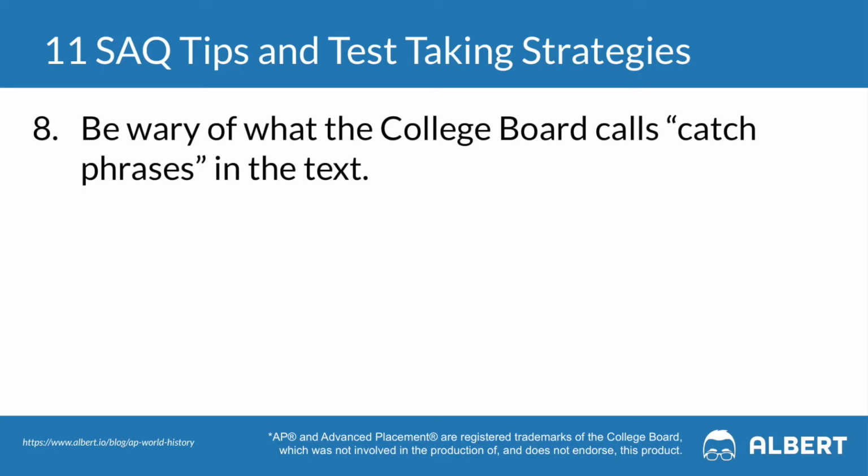Tip 8 is to be wary of what the College Board calls catchphrases. These are popular terms such as checks and balances or serial murderers. The reason why you need to be careful here is because it has led students off on tangents, writing about something that the question is not asking them, such as the death penalty or the criminal justice system.